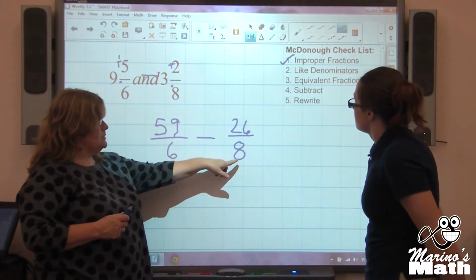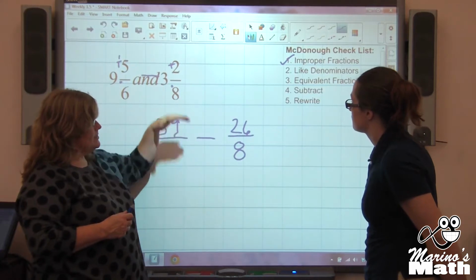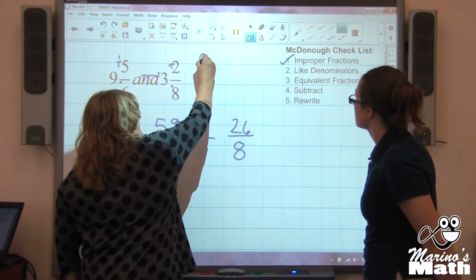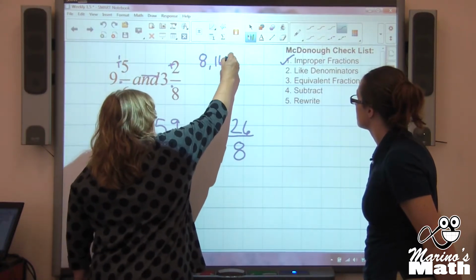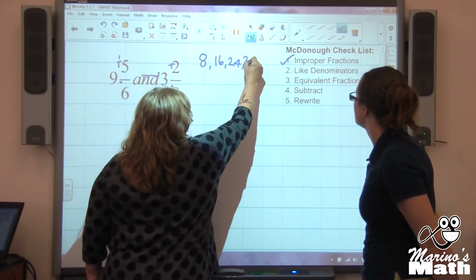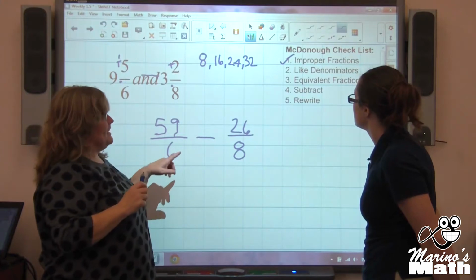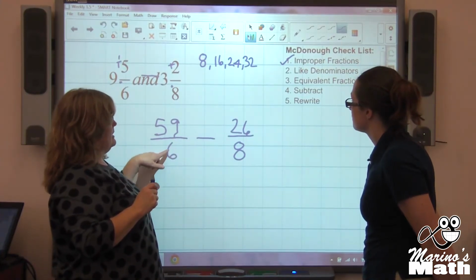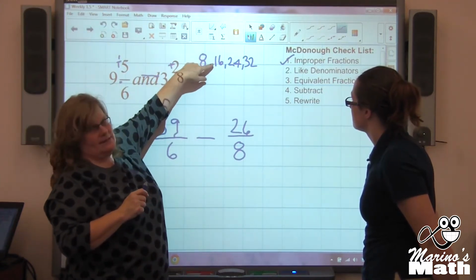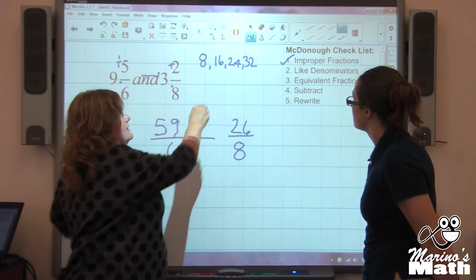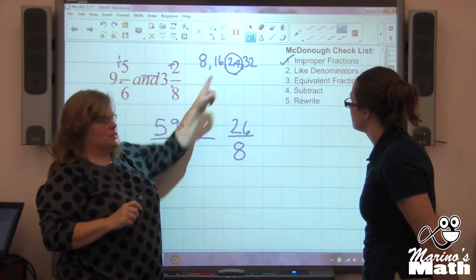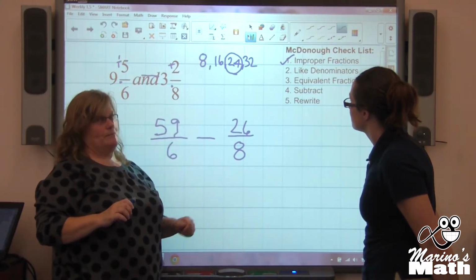So the method that we use is to take the larger denominator and then start counting up, or skip counting by that number, counting up multiples. So we'll have in this case 8, 16, 24, 32. And that should be enough. Then we're going to take the other denominator and see if it divides evenly into any of these. Well, it doesn't divide evenly into 8. It does not divide evenly into 16, but ding, ding, ding, it divides evenly into 24. Because 8 times 3 is 24, and 6 times 4 is 24.